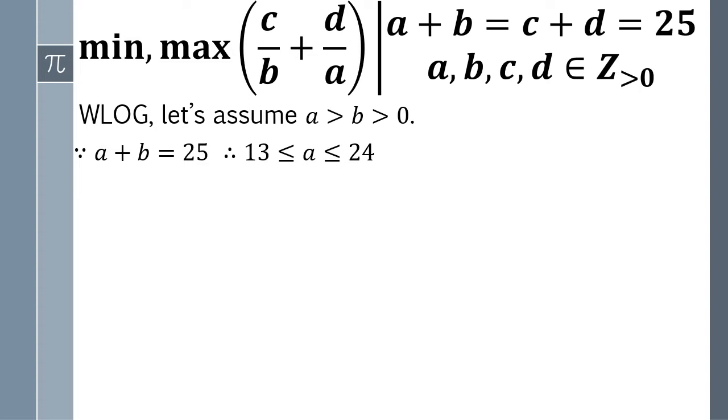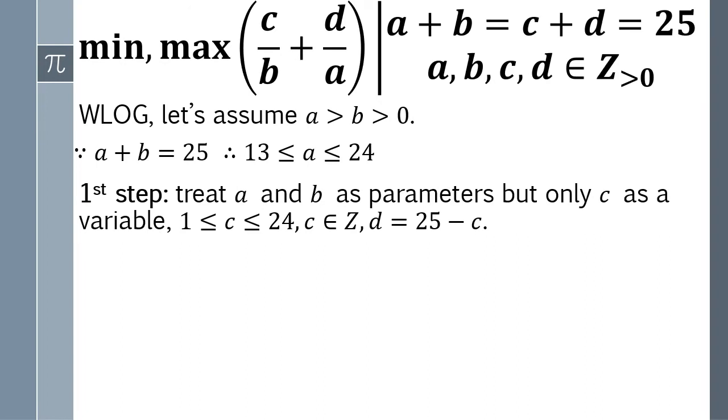And let's go back to this expression. There are four unknowns here, but in reality there are only two variables, because if A is fixed, then the value of B is fixed as well. The same situation applies to C and D. But still, if we need to deal with two unknowns at the same time, it becomes impossible. So, at the first step, I treat A and B as parameters, but only C as a variable.